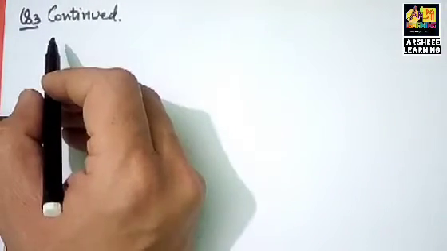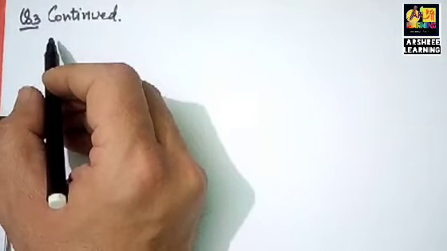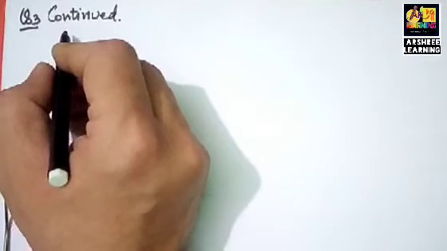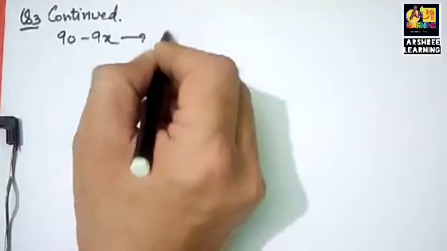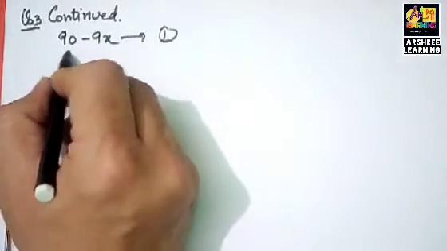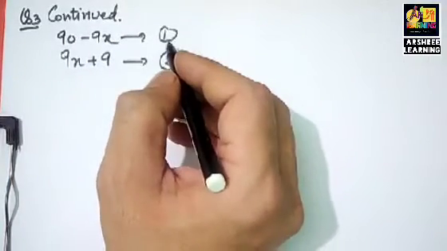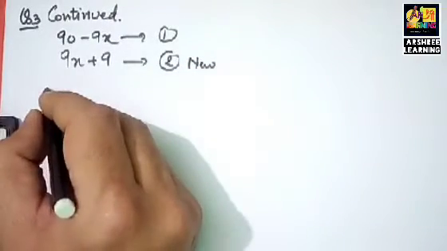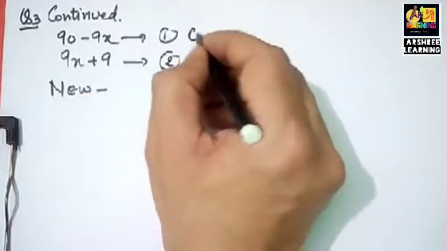Now we have to continue to the next part. The next part of the question says, when we interchange the digits, it is found that the resulting new number is greater. We had got one number as 90 minus 9x. This was the first number, and on interchanging we got 9x plus 9 as the second number. Now the question says the new number is greater than the original number.